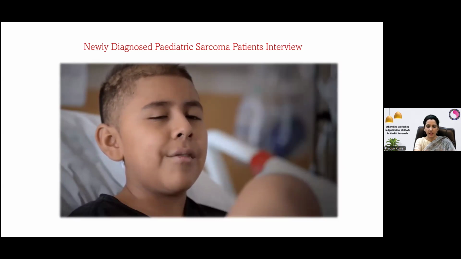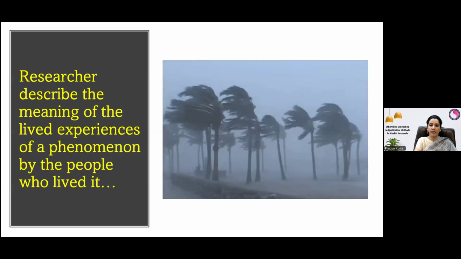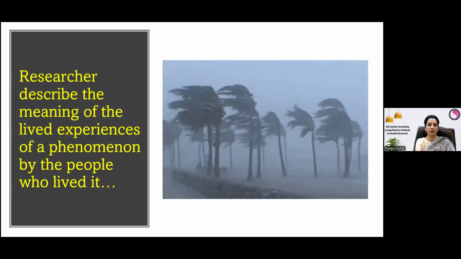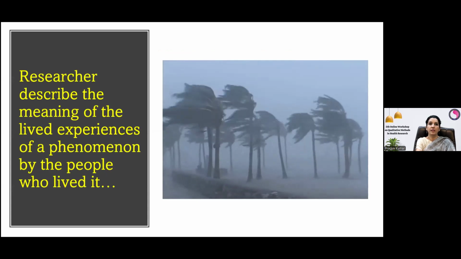So what type of approach do you use if you have to explore the experiences of, maybe, sarcoma survivors? You can treat it as a phenomenology. Yes. How do you feel? It is the subjective experience of a phenomenon, so for that you need to define a phenomenon. The researcher describes the meaning of the lived experience of a phenomenon.